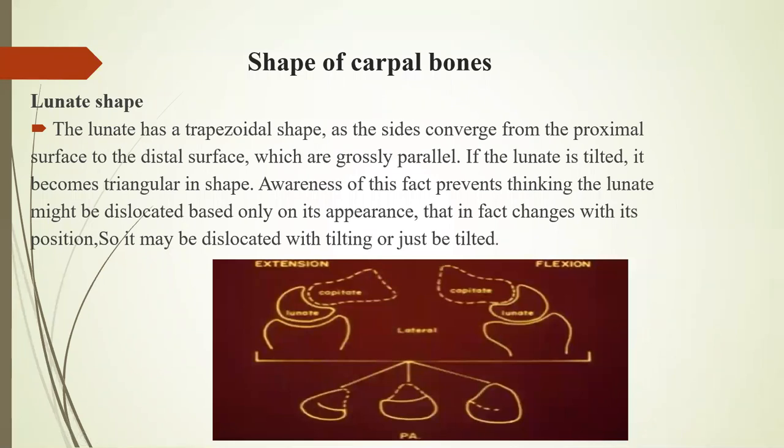Now the shape of carpal bones. Start with the lunate shape. The lunate has a trapezoidal shape as the sides converge from the proximal surface to the distal surface, which are grossly parallel. If the lunate is tilted, it becomes triangular in shape. Awareness of this fact prevents thinking the lunate might be dislocated based only on its appearance, which in fact changes with its position, so it may be dislocated with tilting or just be tilted.